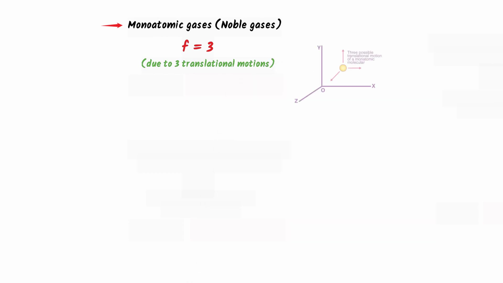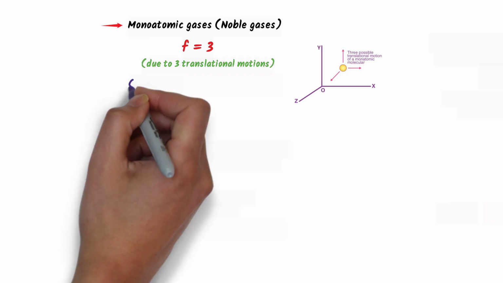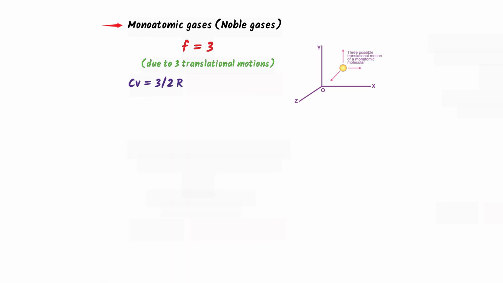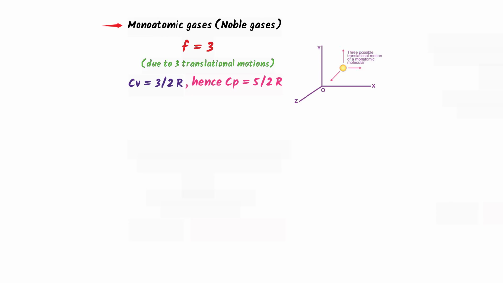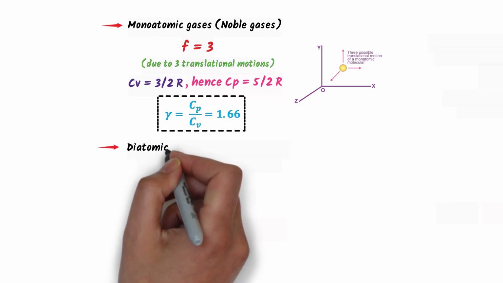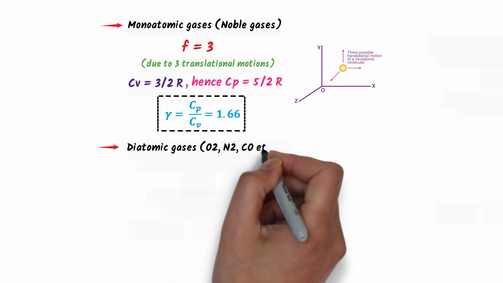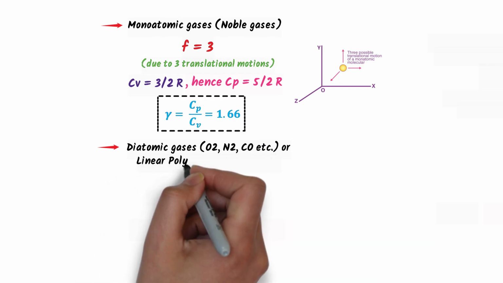As the atoms can move along all the 3 directions in space, they do not have any rotational or vibrational motions. Therefore, Cv will be equal to 3 by 2 R, hence Cp will be equal to 5 by 2 R. On dividing Cp by Cv, we will get the adiabatic index, and that comes out to be equal to 1.66 for monoatomic gases.